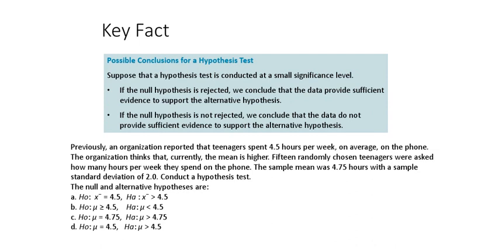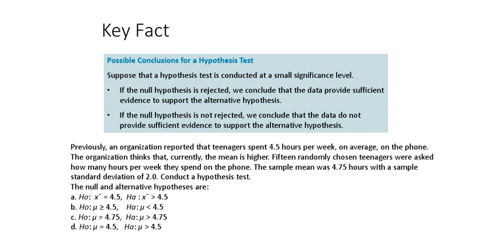So what conclusions can we reach? Well, suppose we conduct a hypothesis test for a small significance level. If the null hypothesis is rejected, we would conclude that the data provides sufficient evidence to support the alternative hypothesis. If the null hypothesis is not rejected, we conclude that we do not have sufficient evidence to support the alternative hypothesis.